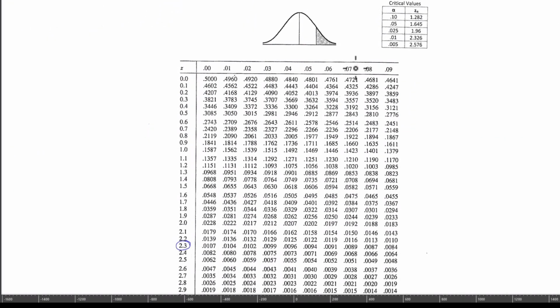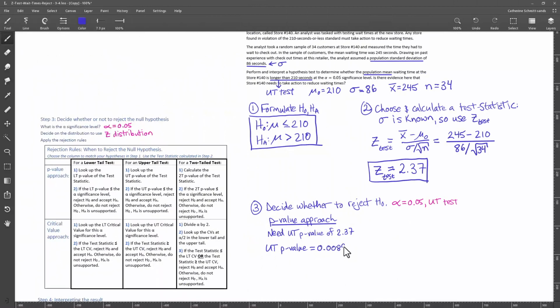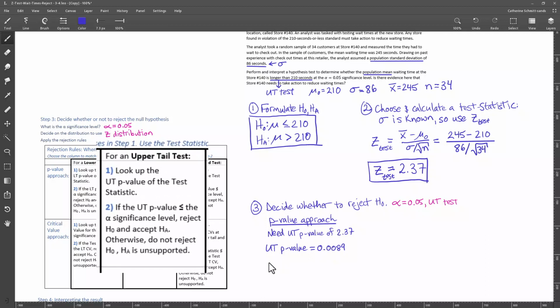2.37 to the first decimal place is 2.3, to the second decimal place is 0.07, and where those two meet, we get the upper tail p-value of 0.0089. So the upper tail p-value is 0.0089, and the rule says if the upper tail p-value is less than or equal to the alpha significance level, reject H0 and accept HA. And that is exactly what is going on here. 0.0089 is less than 0.05, so we will reject H0 and accept HA.